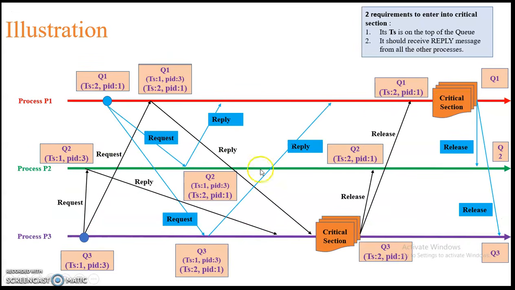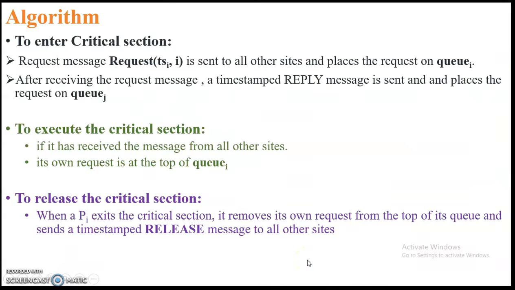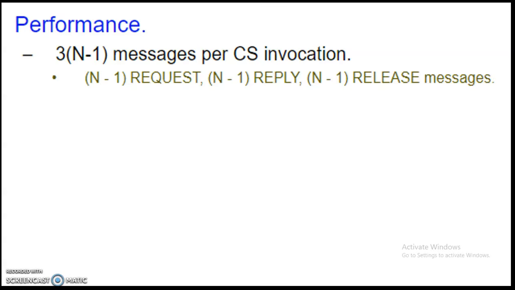So we will go back and just see. For each critical section that it wants to enter, there are 2 requests and 2 replies coming in and 2 release messages going out. So that is why 3n-1 is the performance of Lamport's mutual exclusion algorithm. So that's it about Lamport's mutual exclusion.